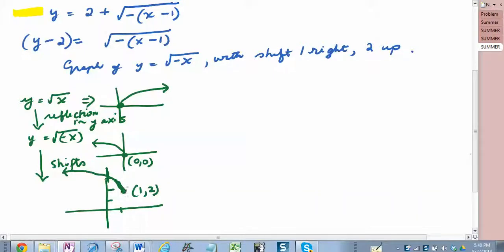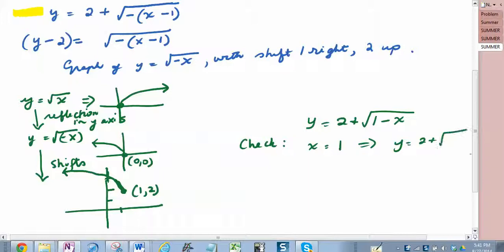All right, at this point we can actually check some points, just maybe a couple. Let's check. I've got y equals 2 plus the square root of 1 minus x, and I would go back to the original way the equation was written, just in case I introduced an error when I did my rewriting. So when x is equal to 1, what will the matching y be? y is equal to 2 plus the square root of 1 minus 1, which is 2. So the point 1, 2 is on the graph.